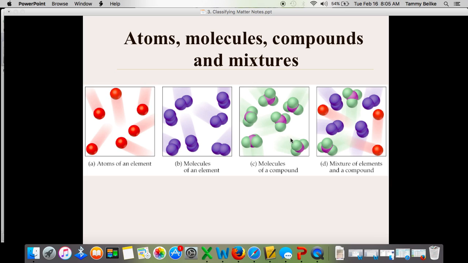Okay, well this is two different elements that are bonded to each other. This must be a compound. This one has a singlet, and this one has the two blues together, and this one's got that compound again. So this is definitely a mixture of elements and compounds. You need to be able to recognize what those pictures are representing.